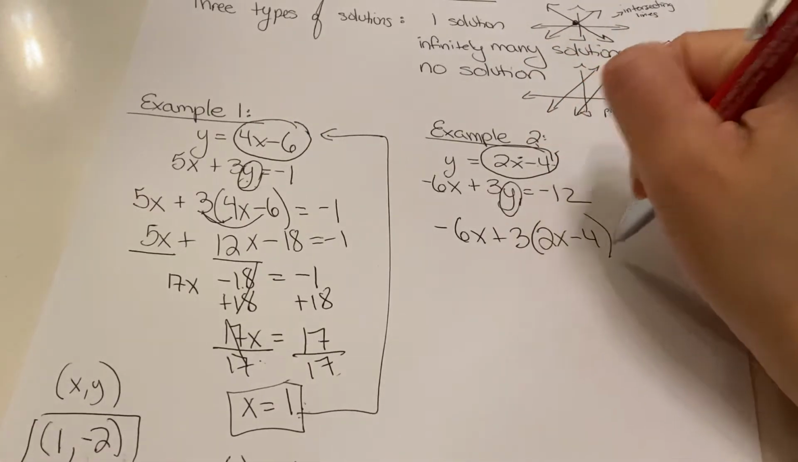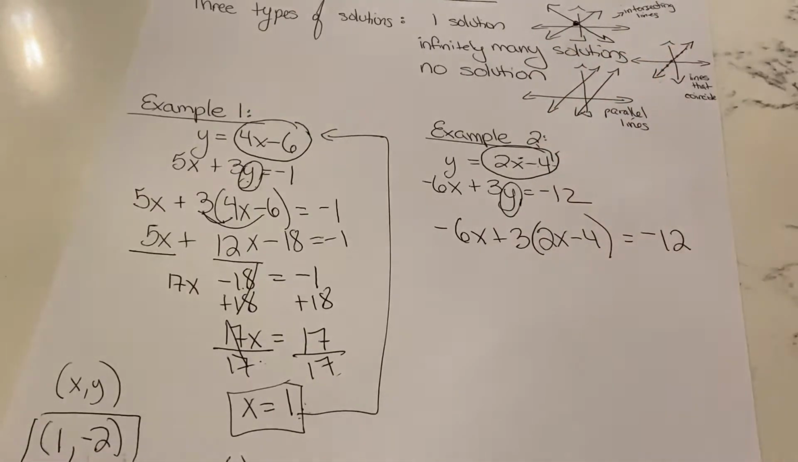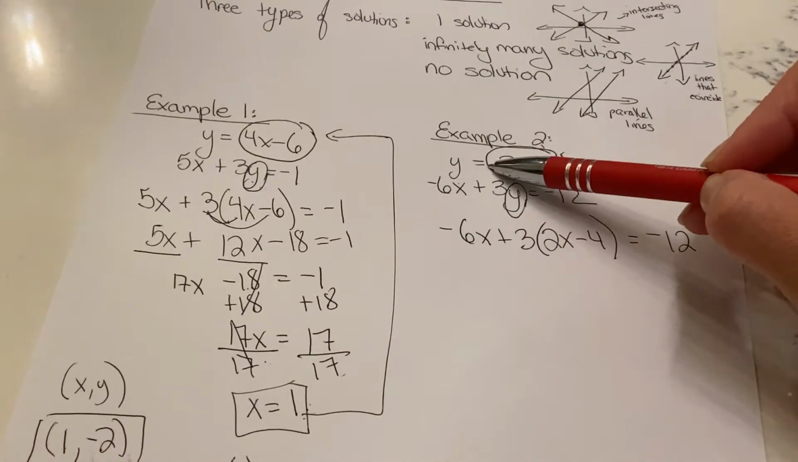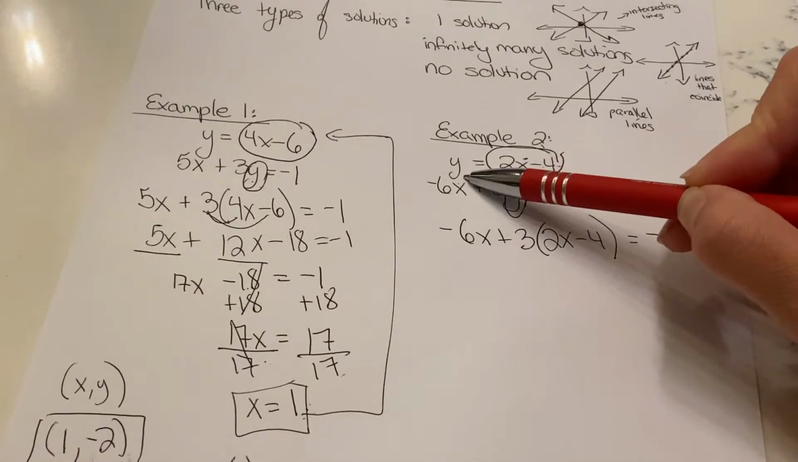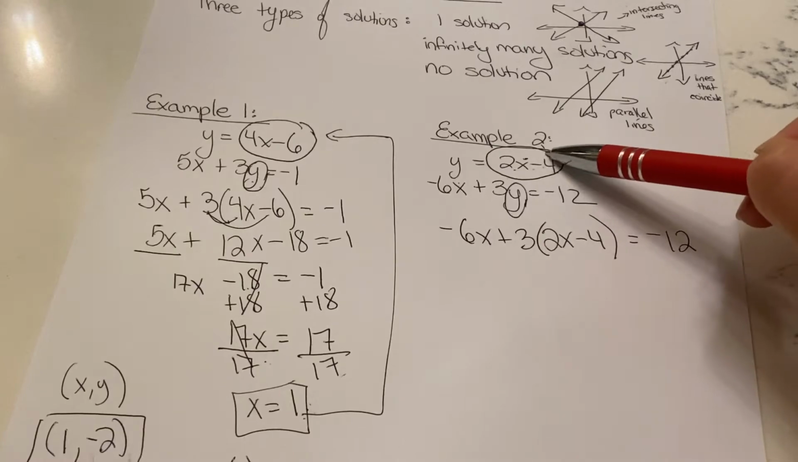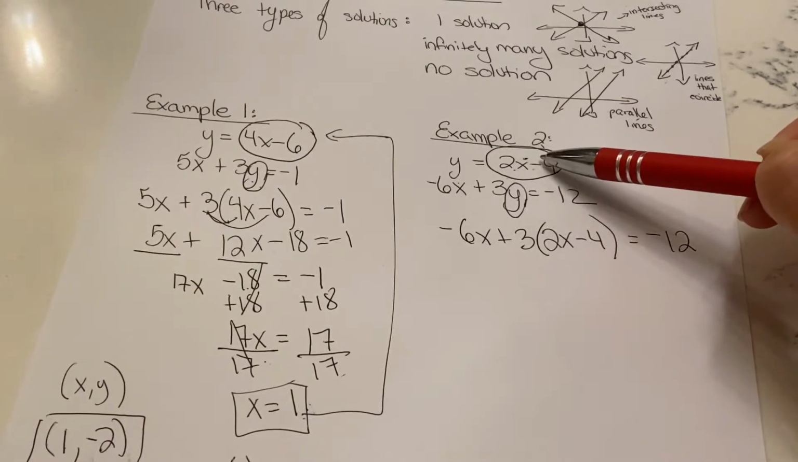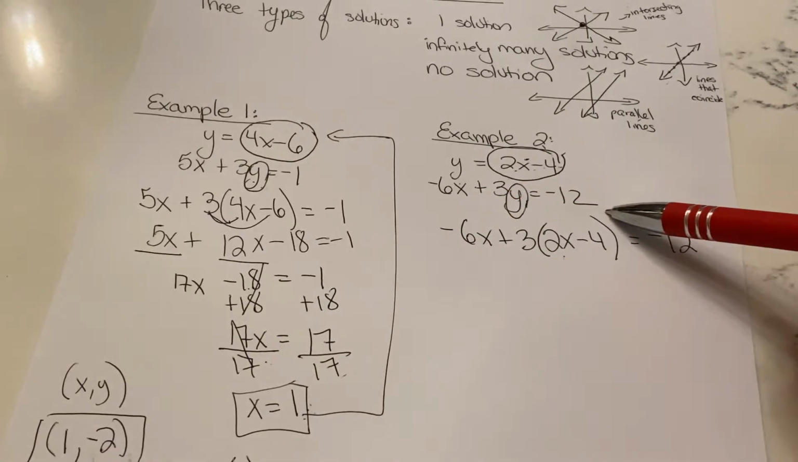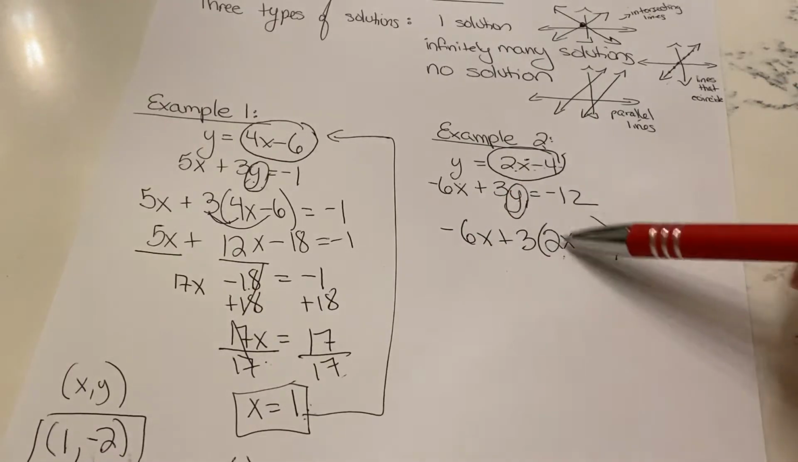2x minus 4 equals negative 12, okay? So let's repeat it. Y equals 2x minus 4. What's your y? 2x minus 4. So I'm going to circle this, and I'm going to circle the y. So I'm substituting this into here. Therefore, I'm rewriting this equation, but I'm substituting this into here.